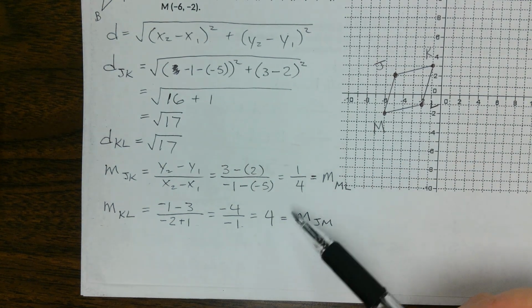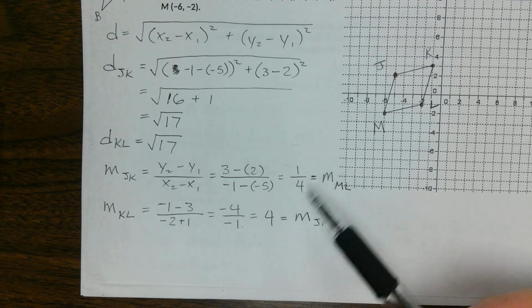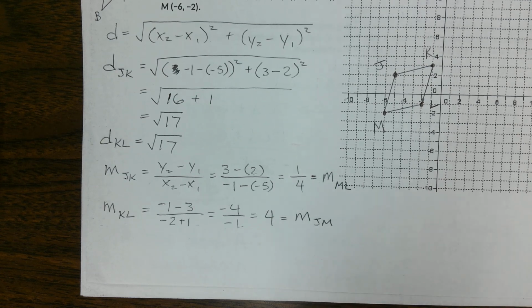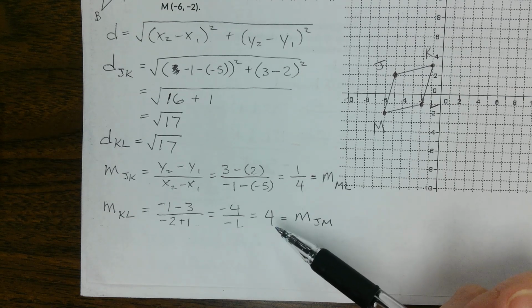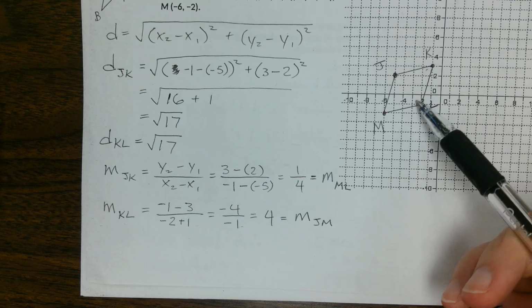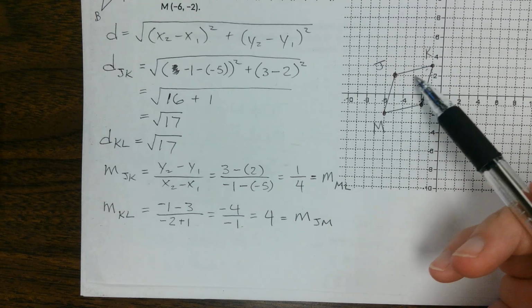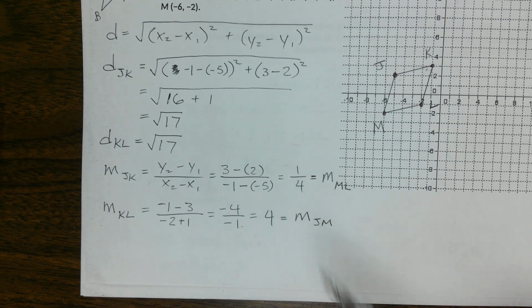Okay. Are these negative reciprocal slopes? No, they're reciprocal but not negative reciprocal. So that's why when you look at this, it's not a 90 degree angle. If it was negative reciprocal, it would mean that the angles are 90. Okay, so don't get tricked.